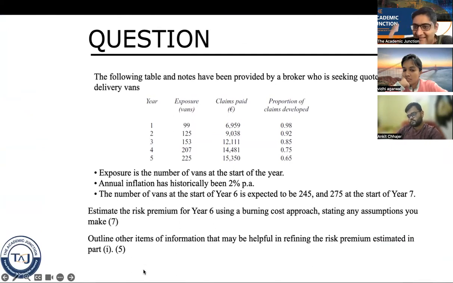They're asking exactly this question, right? The question is: outline other information that may be helpful in identifying and refining the risk premium estimated in part 1. Now you have obtained the risk premium. They're asking you what other information you need as an actuary to obtain a refined value for risk premium, right? So this is the question.